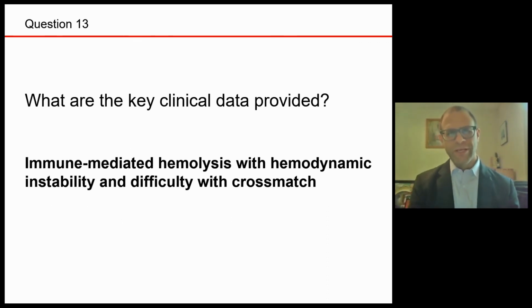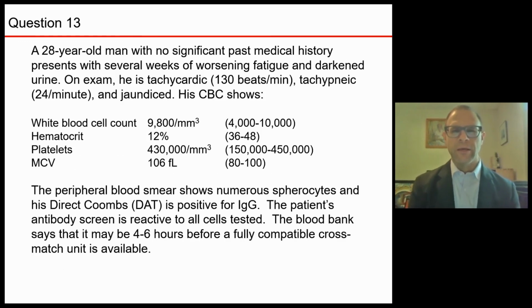So several key features here. One, we have a positive Coombs, the confirmatory test for autoimmune hemolytic anemia. The Coombs was IgG positive, which is more consistent with a warm autoimmune hemolytic anemia. And just going back to the data, we see profound anemia. The hematocrit of 12% is life-threatening. And the key here is that it cannot wait. It cannot wait for a workup. It cannot wait for the blood bank to get the perfect unit.